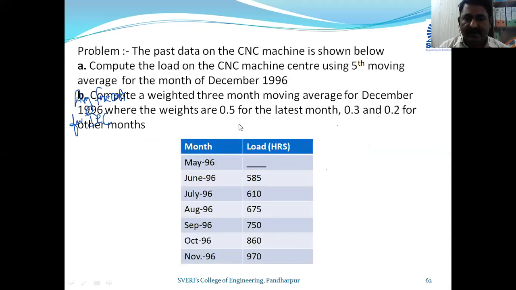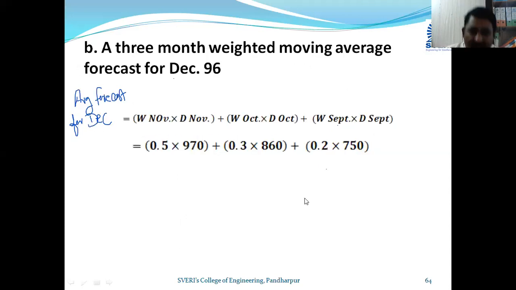see here it is clear. 0.5 for the latest month, means 970 November. I will apply 0.5, 0.3 to the previous to that, and 0.2 previous to that. So see here: 0.5 into 970, 0.3 into 860, and 0.2 into 750. This will give you the average forecast by using the weighted average method. Now also you can calculate and put the answer in the chat box.